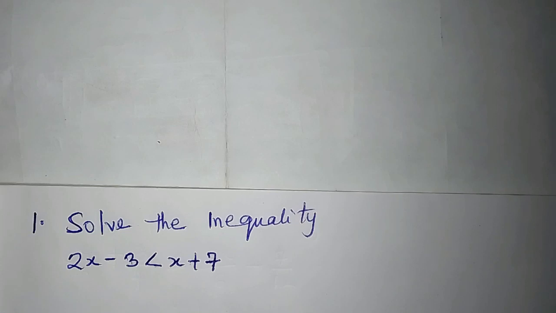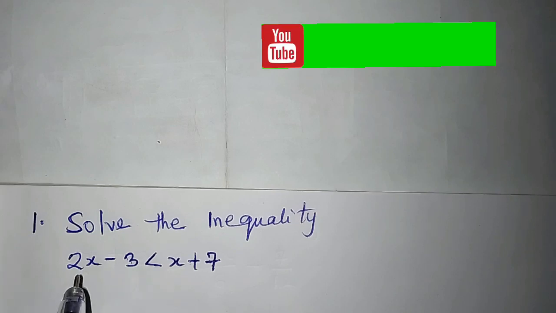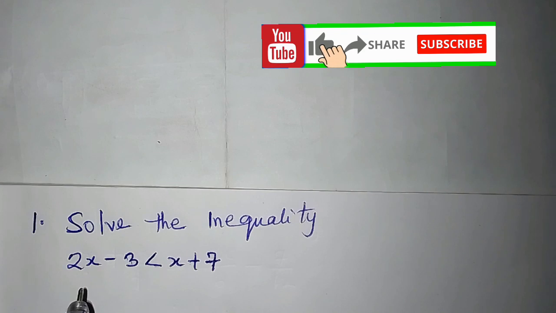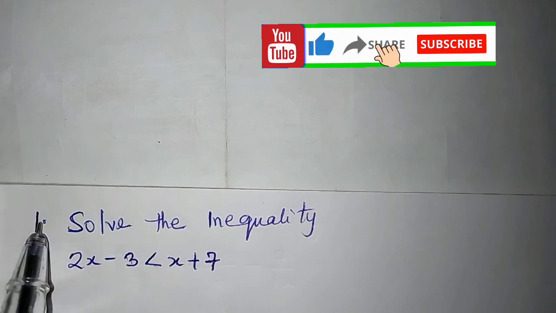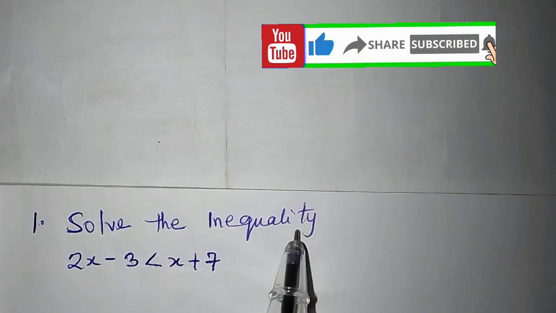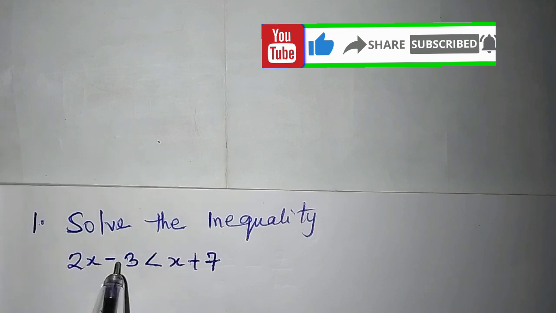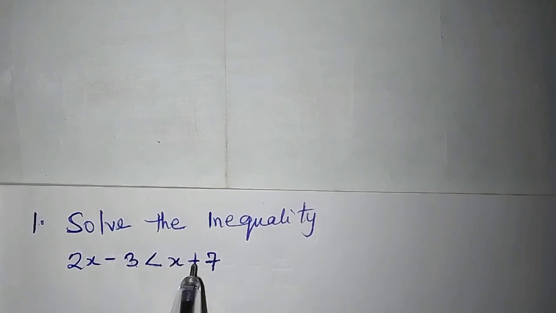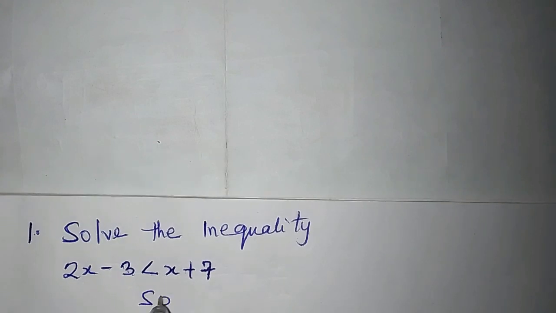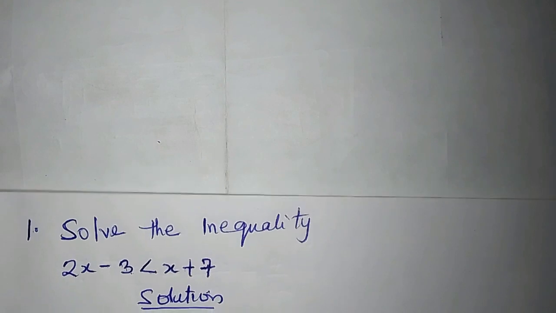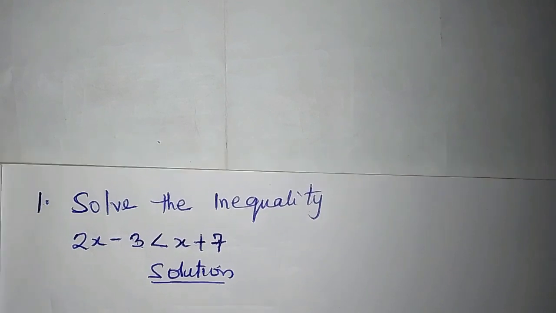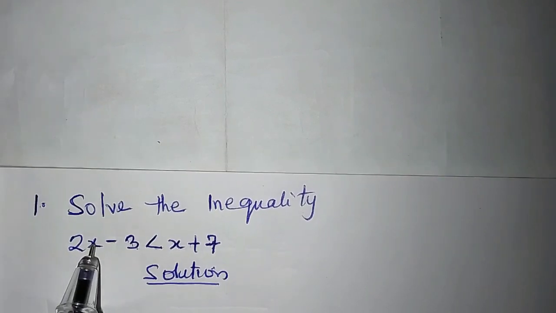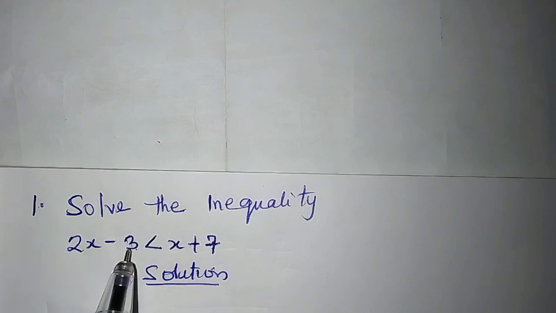Alright, this is the first video on linear inequalities, and the first question here says solve the inequality 2x minus 3 less than x plus 7. Let's solve this. Now we'll simply collect like terms, all the terms in x to the left and all other terms to the right.